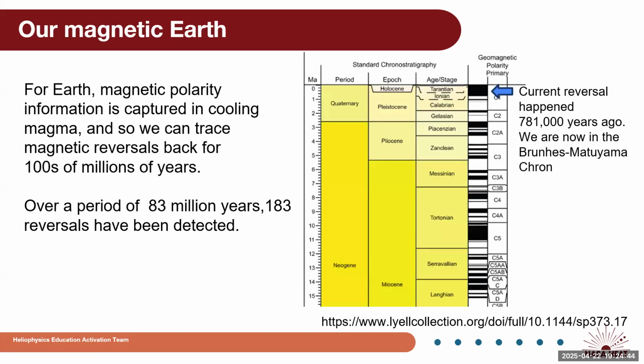Okay. Earth's magnetic polarity, just as the sun's polarity, reverses. And this has been going on for literally hundreds of millions of years, ever since the Earth's magnetic field started to become very strong. What we have is we can actually identify when these reversals happen.